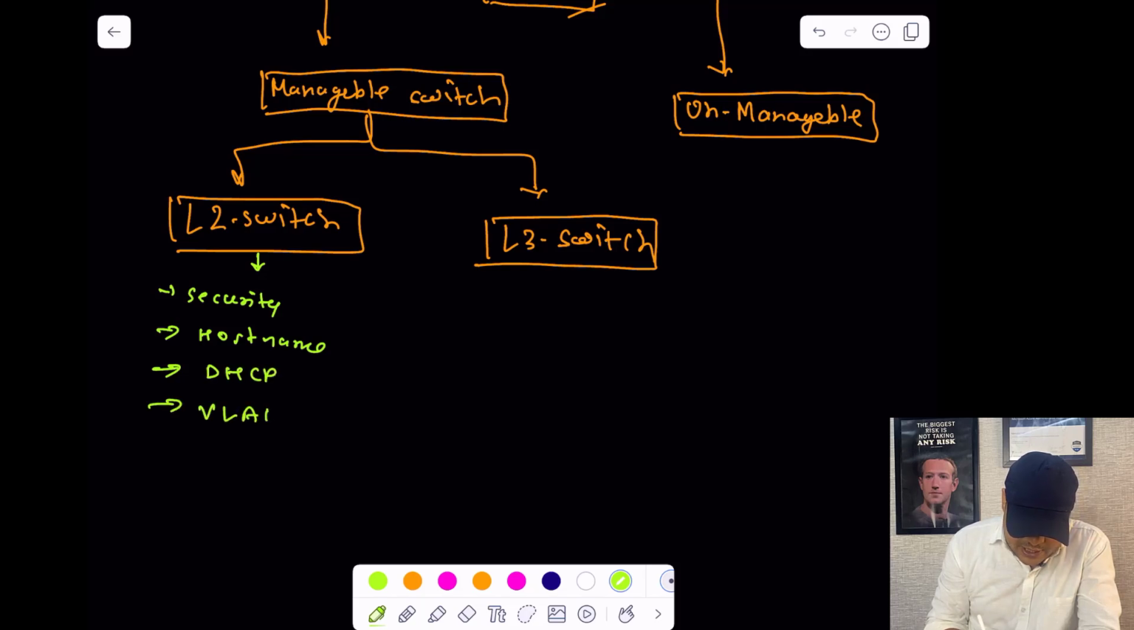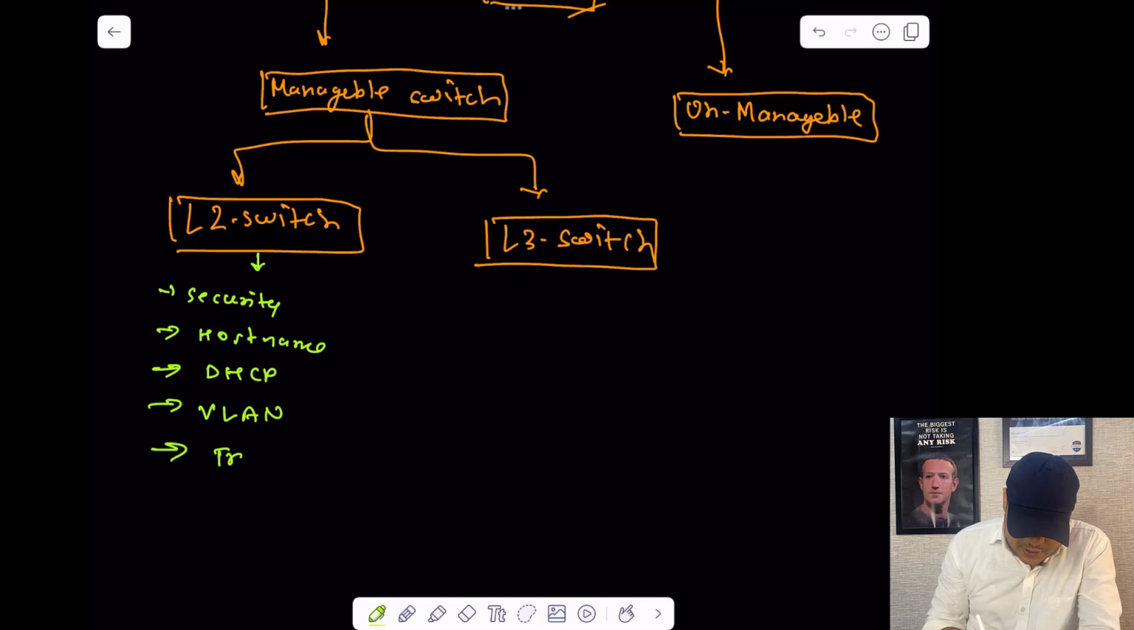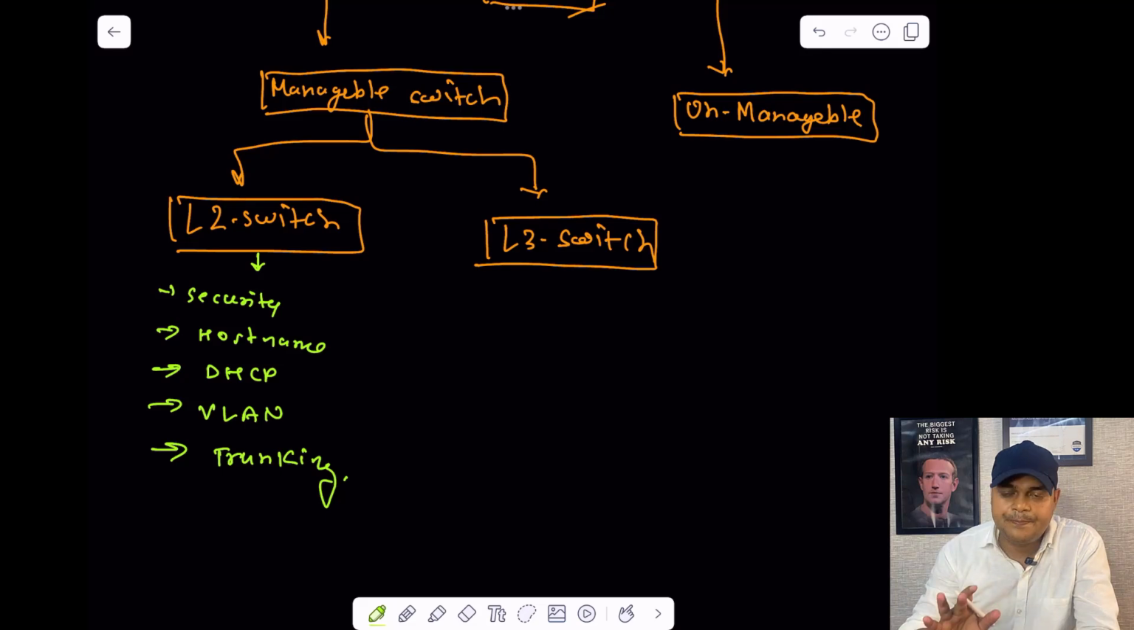We can set up VLAN, and we can configure trunking. If you want to set up VLAN trunking, you can do that. There are no protocols available that help us provide communication between two different geographical locations.